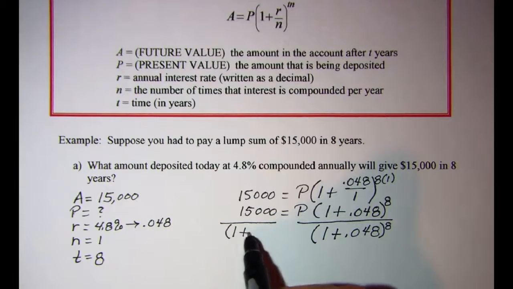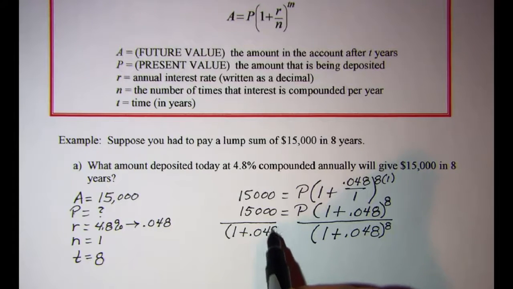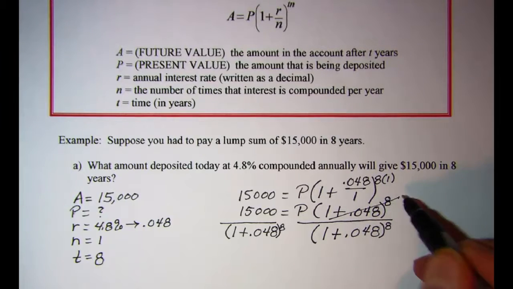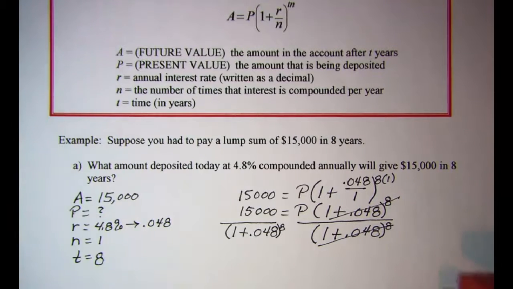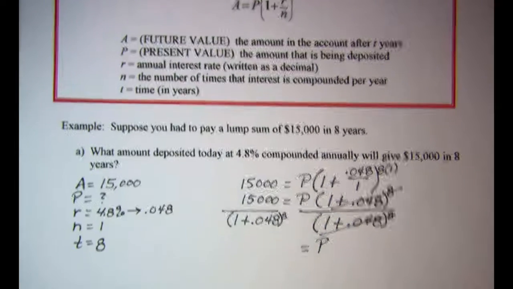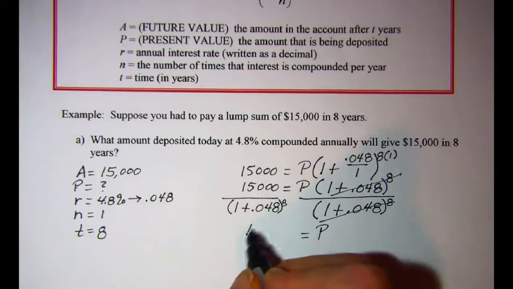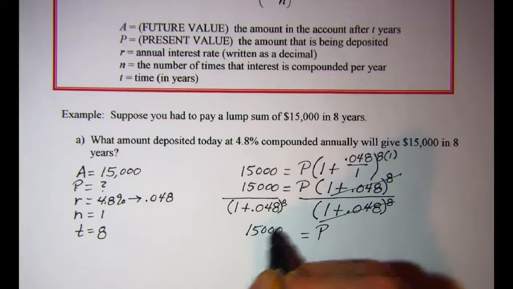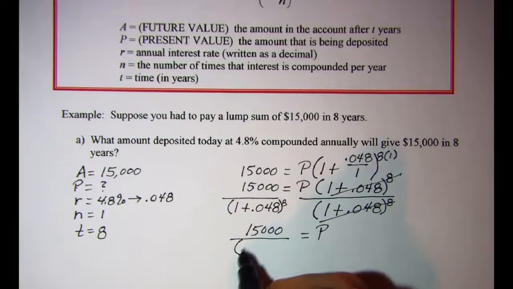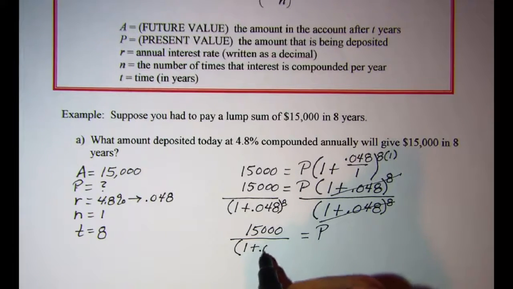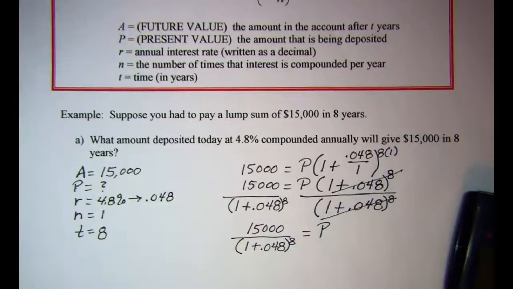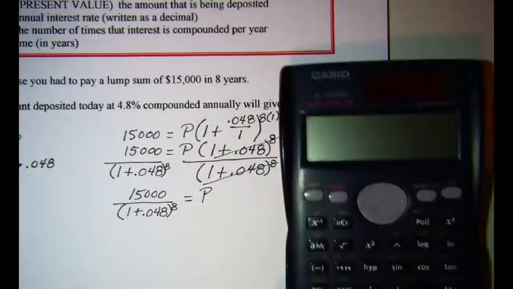and this side as well. 1 plus 0.048 raised to the 8th power. So this factor will cancel with that one, and I'll have just P on the right side. And then I need to do this math, 15,000 divided by the quantity 1 plus 0.048 raised to the 8th power.